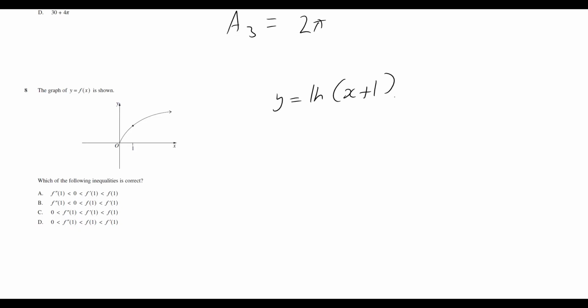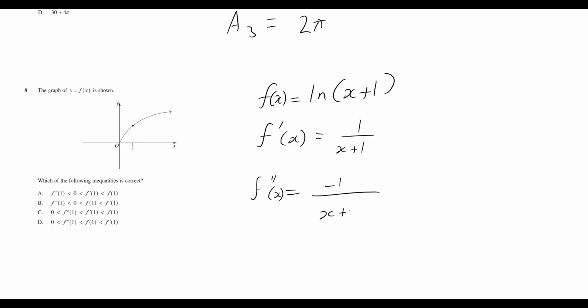So the logarithm of x plus 1, and what that means now is we can actually just test the different values. I'll quickly replace that as f of x equals ln of x plus 1. What about the first derivative of that? Well, the first derivative is just going to be 1 over x plus 1. And the second derivative, so taking the derivative of that function, f double prime of x, is going to be equal to minus 1 over x plus 1 all squared.